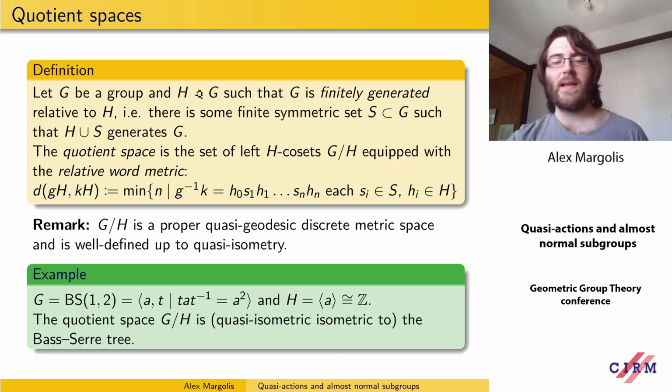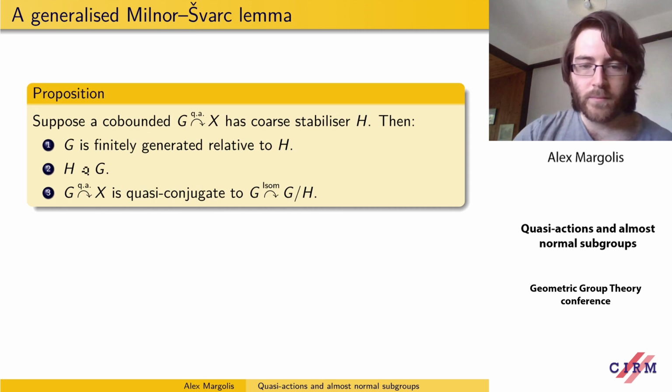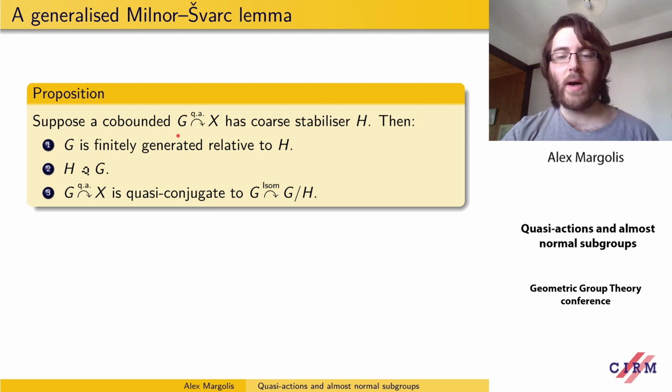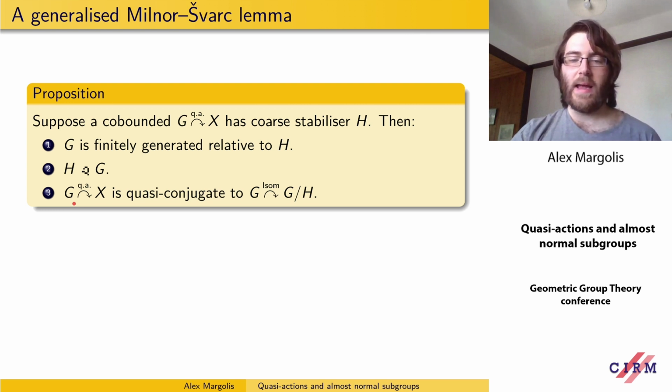And going back to our example on the previous slide, if we have the Baumslag-Solitar group and the infinite cyclic almost normal subgroup H, then the associated quotient space is just quasi-isometric to the Bass-Serre tree. And one of the nice things about discretizable quasi-actions, discretizable spaces, is that if we have a cobounded quasi-action on X with a coarse stabilizer H, then we have the following analog of the Milnor-Schwarz lemma. So the group G is finitely generated relative to this subgroup H, H is an almost normal subgroup of G, and the quasi-action of G on X is quasi-conjugate to the isometric action of G on the quotient space.